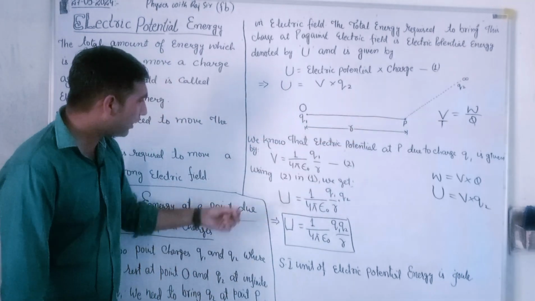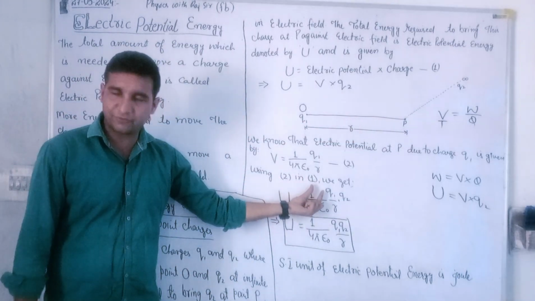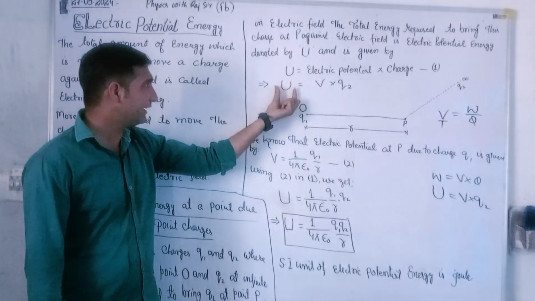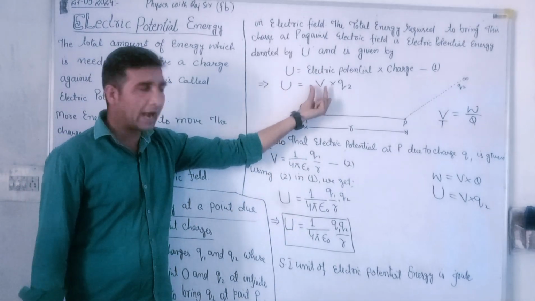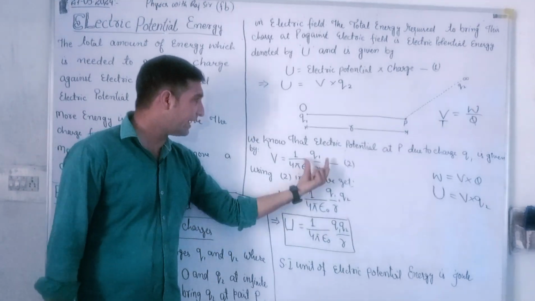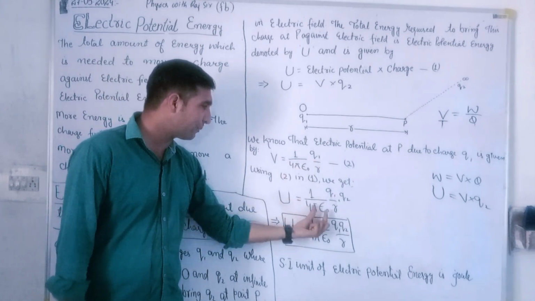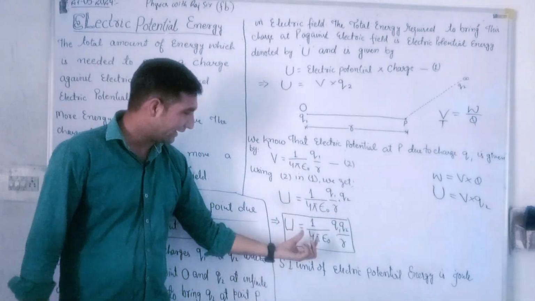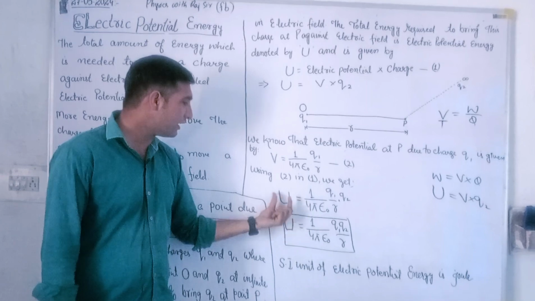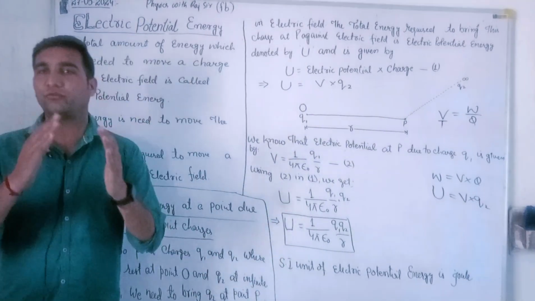Now, if we put the value of the second equation in the first equation, U will be equal to V, and the value of V is 1 upon 4 pi epsilon naught, Q1 upon R. After that we have Q2. It becomes 1 upon 4 pi epsilon naught, Q1 Q2 upon R. That is U, the electric potential energy, which we had to find.